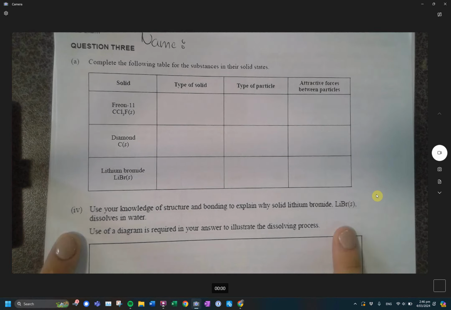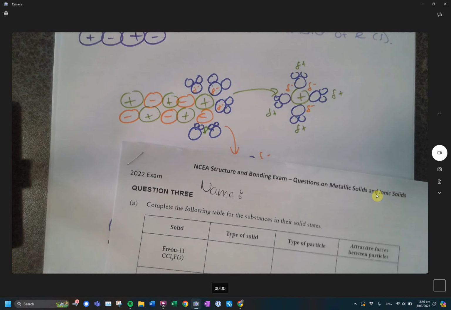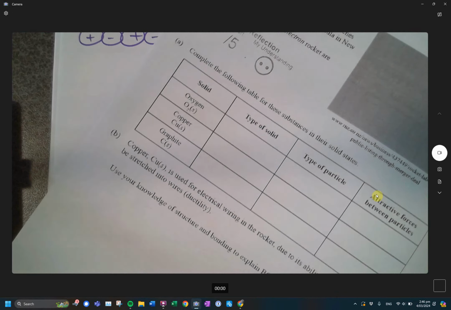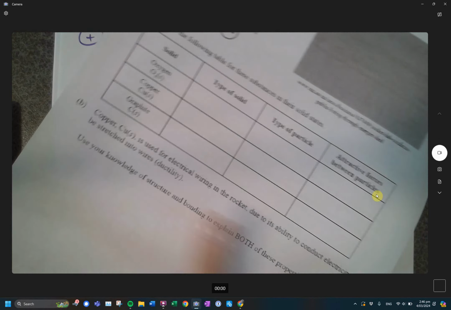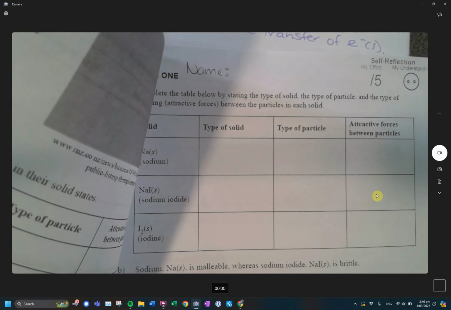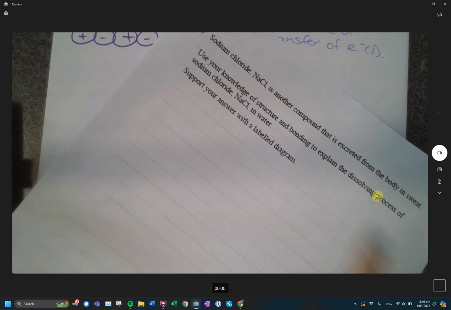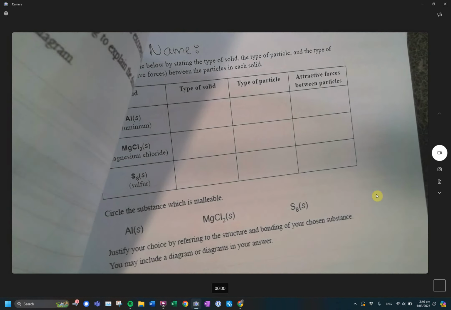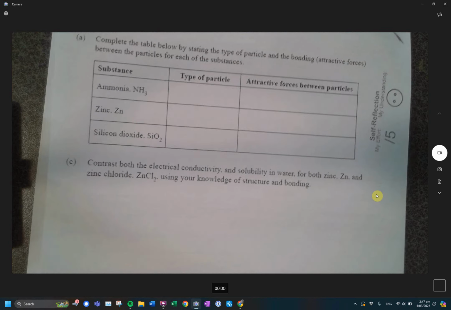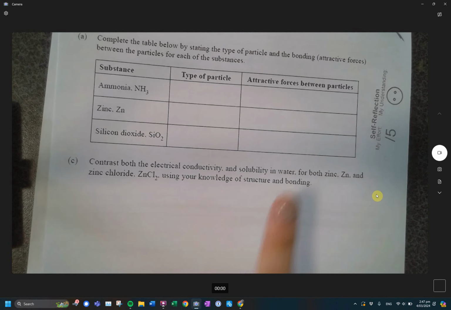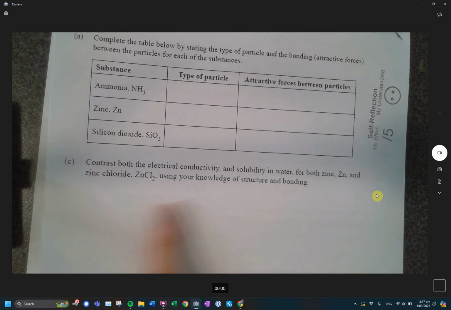So you have things like this one here talking about solubility. You have this one here talking about conductivity and ductility. This one here is malleability and brittle. This one here looks at solubility again. This one here, I'm sorry that the thing doesn't look as great, is malleable. And then this last one here is conductivity and solubility. And again, you see the zinc and the zinc chloride.